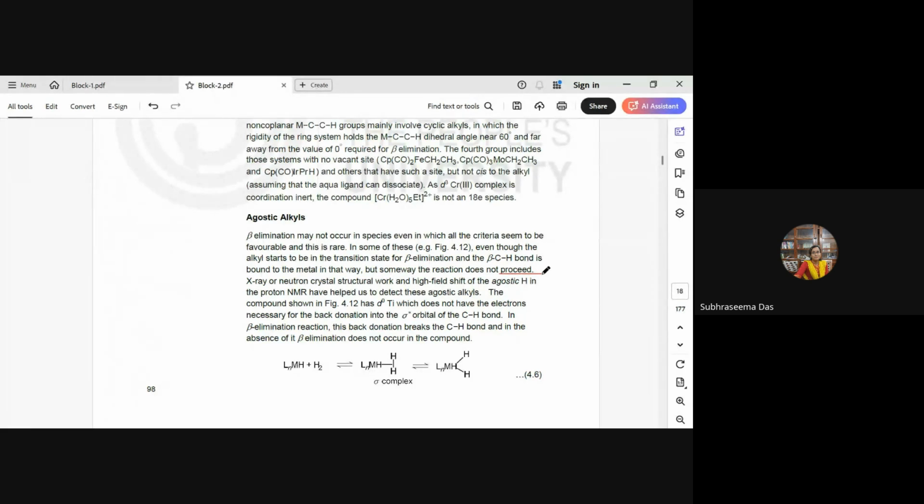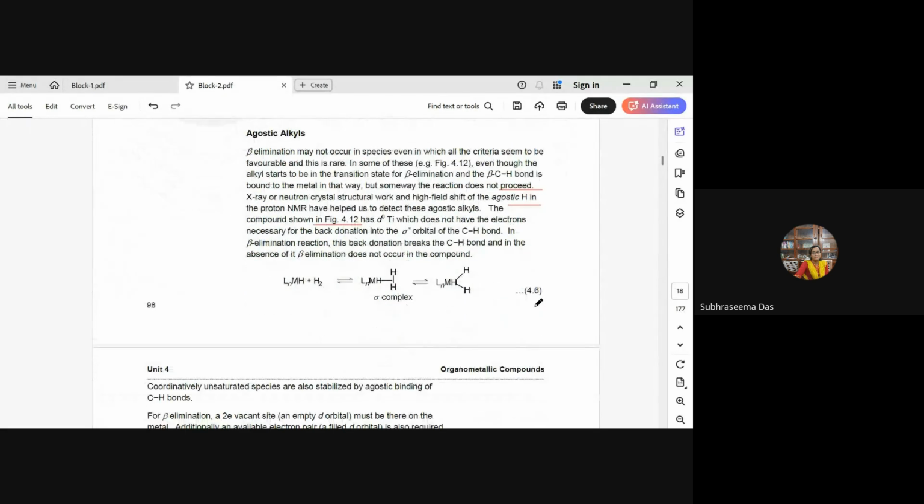The X-ray structure and the high field shift of the agostic H in the proton NMR have helped us to understand the agostic alkyls. The compound shown in figure 4.12 has d0 titanium, which does not have the electrons necessary for back donation. In the beta elimination reaction, this back donation breaks the C-H bond, and in its absence, the beta elimination does not occur in the compound.